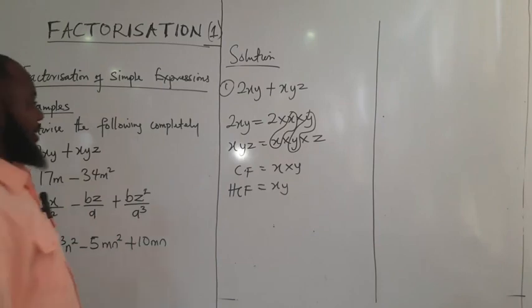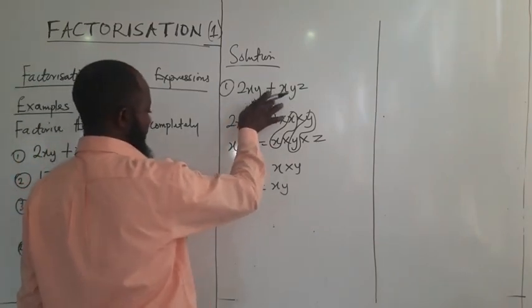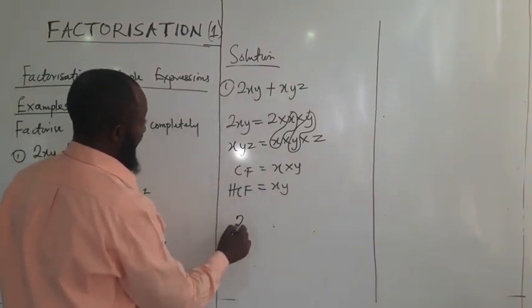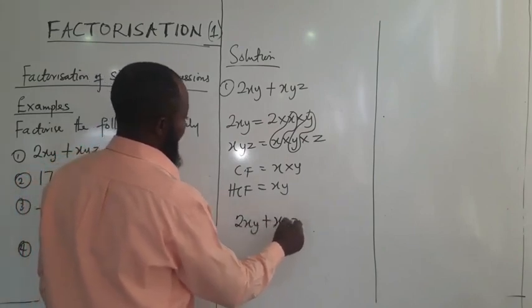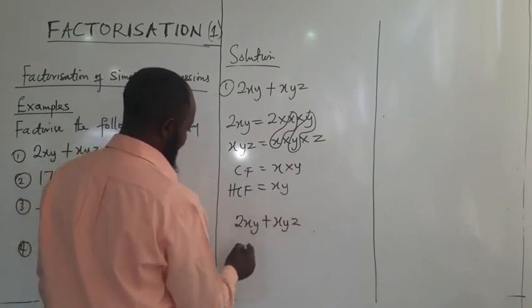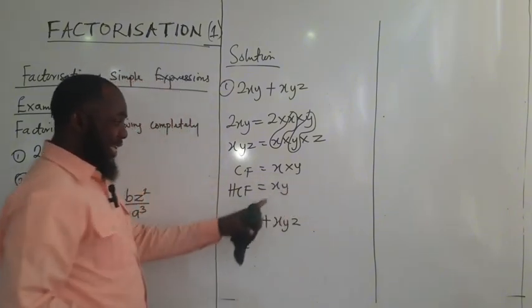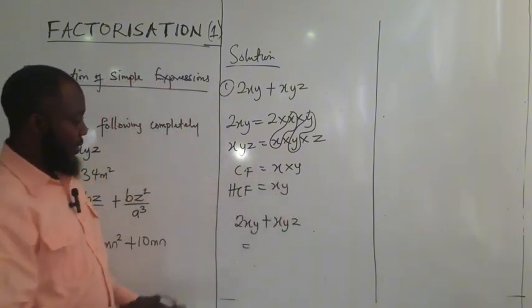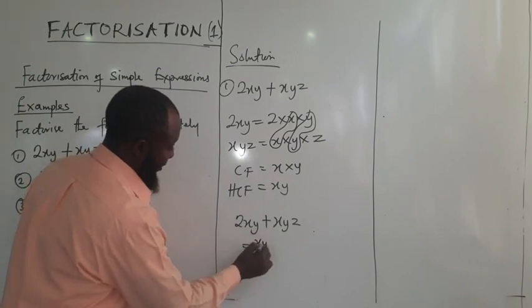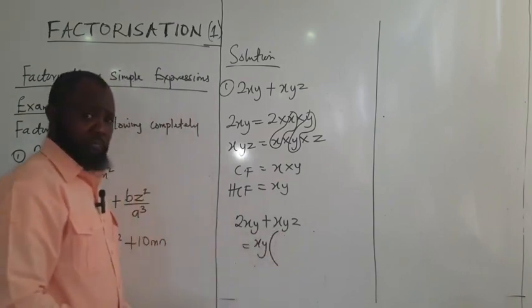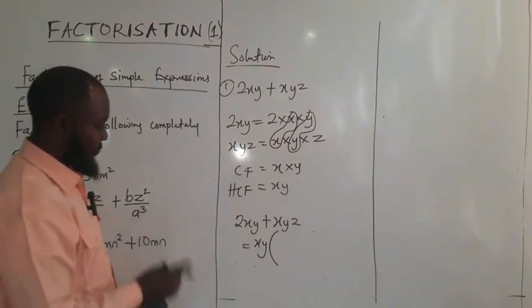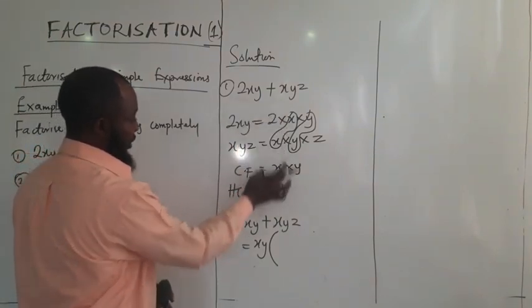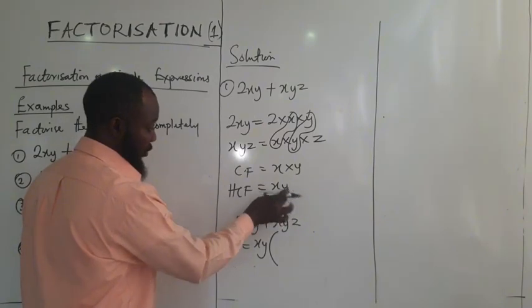So after that, we can then come back to the question, which is 2xy plus xyz. We then factorize this. So now bring out the highest common factor that we just wrote here. Bring it out, xy, open a bracket. Please take notes. Don't rush yourself. So the first thing is to find the ACF, which is this, xy.